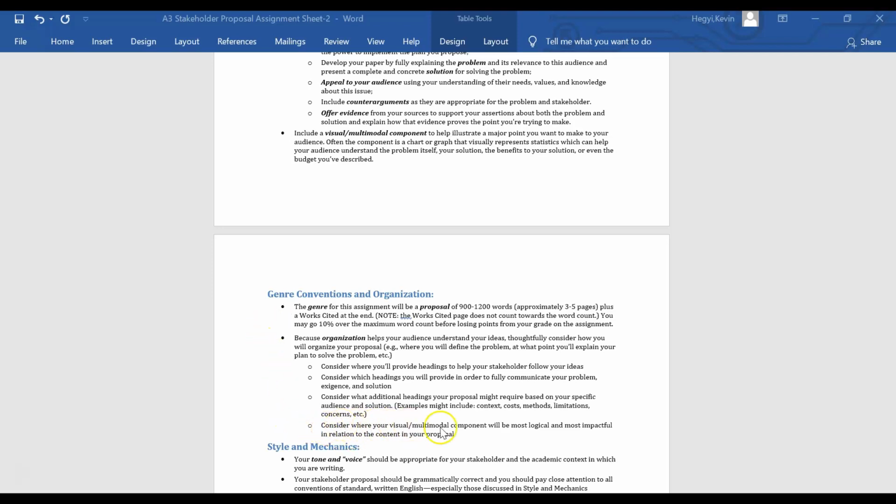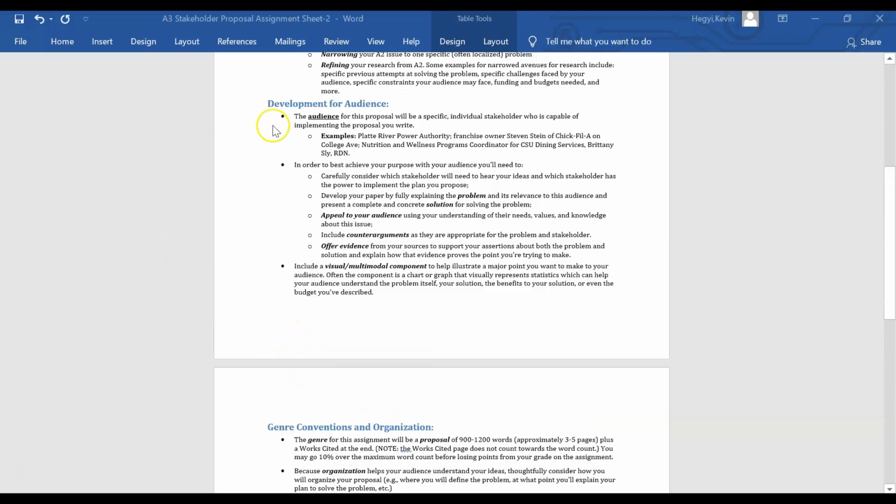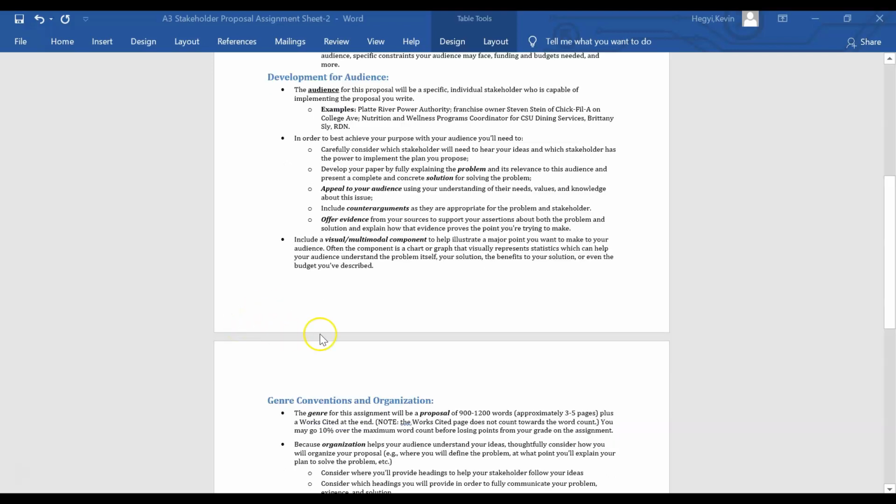Thinking about design as a whole is really important for your proposals, but also notice here how we need to really include a visual and multimodal component that is underneath the genre as well as the development for audience. So visual or multimodal components can be some sort of picture, some sort of image. This can be a picture, it can be a figure, a chart, a graph, an illustration. We'll be talking about some potential possibilities, but just keep in mind during this video that design matters for the proposal as a whole, and we also need to include a visual multimodal component to it.